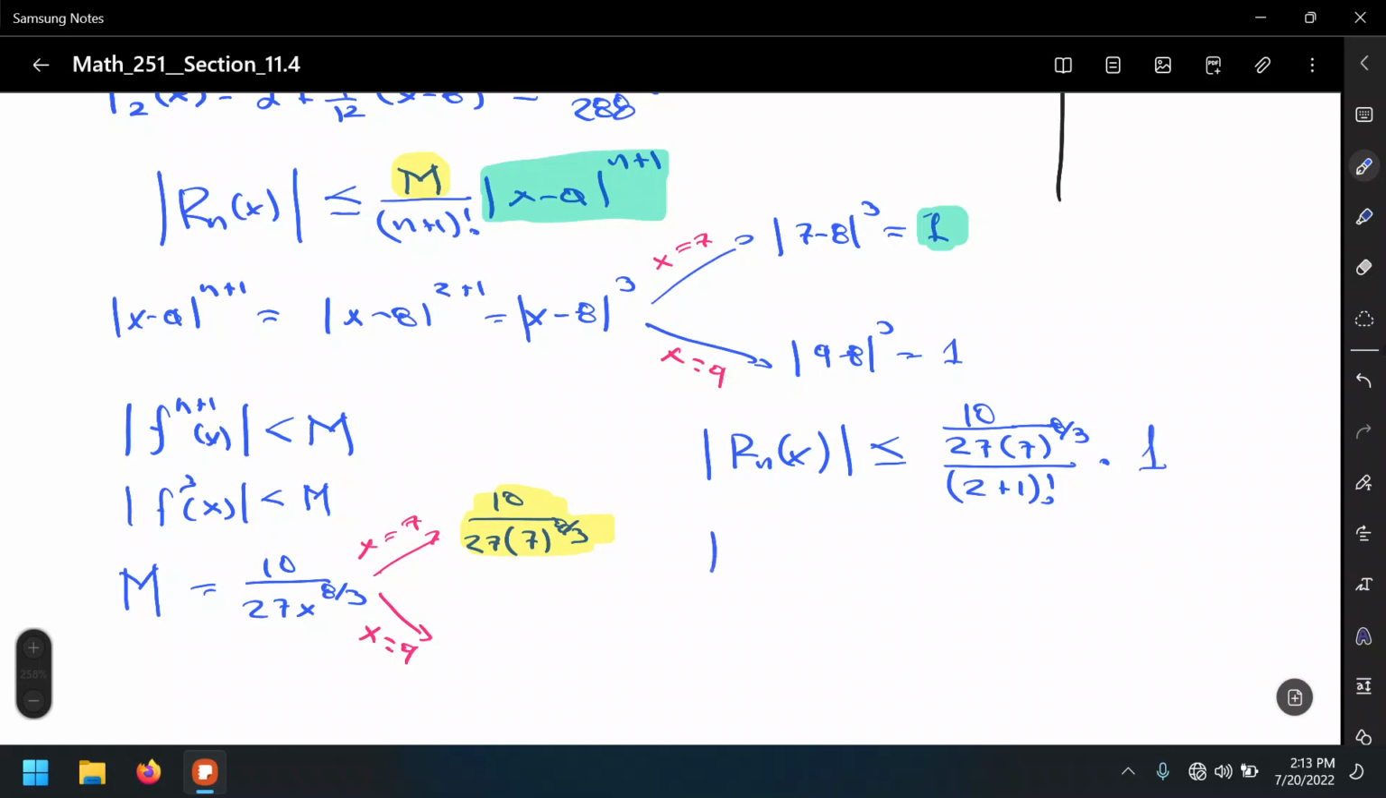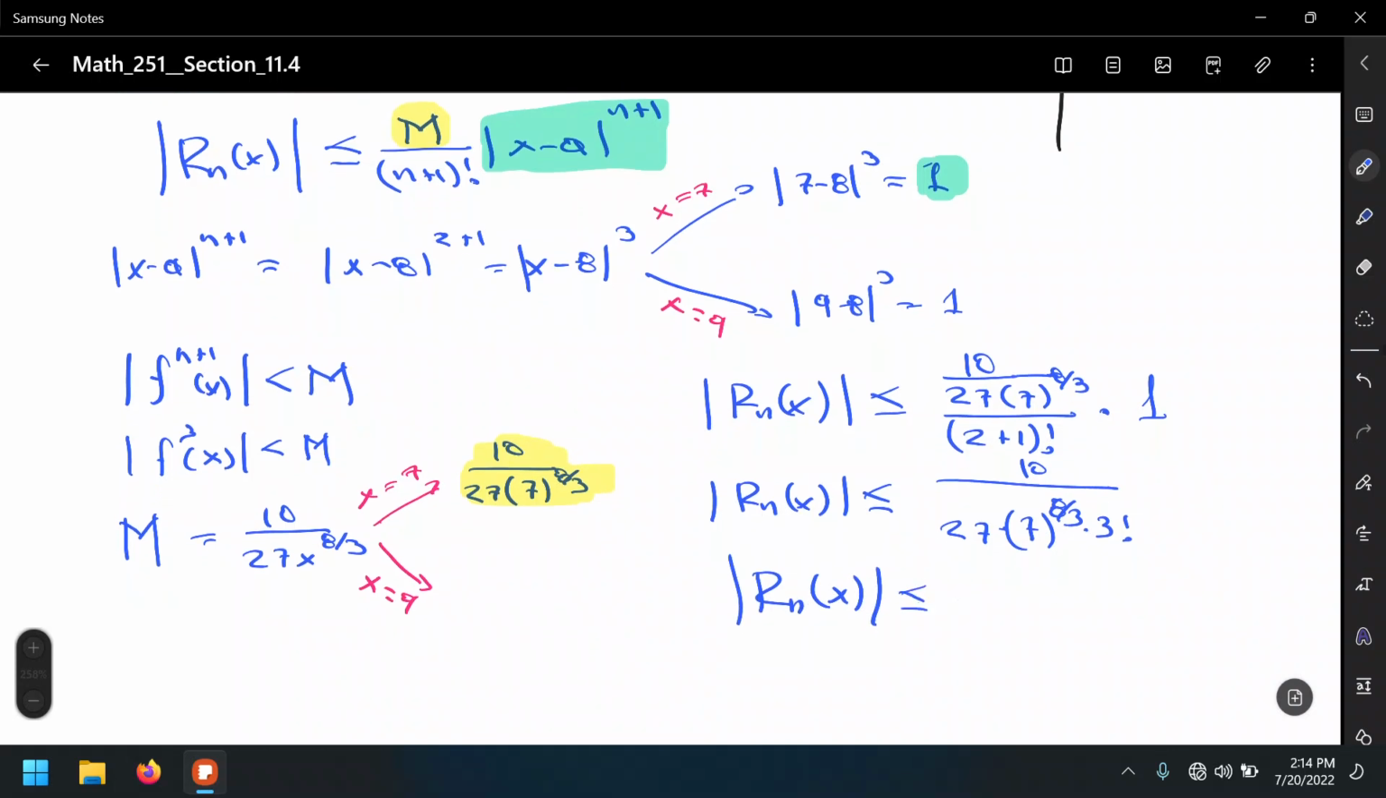So this means R sub n of x is less than or equal to essentially 10 over 27 times 7 to the 8 thirds, under 10, and that times the 3 factorial. While simplifying this in the graphing calculator, it's going to give us 0.0034. What does that number represent?